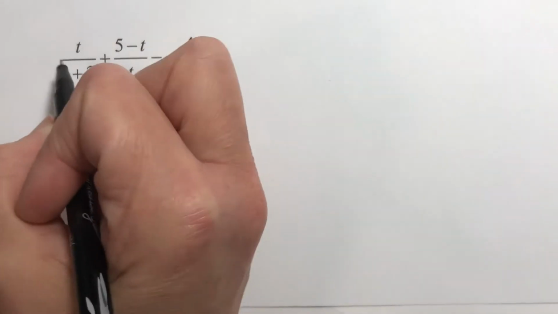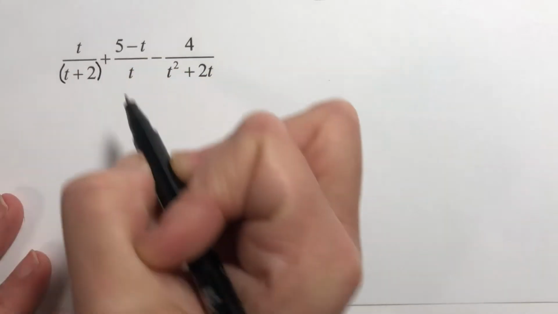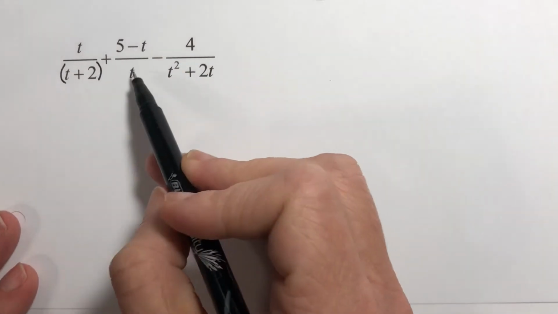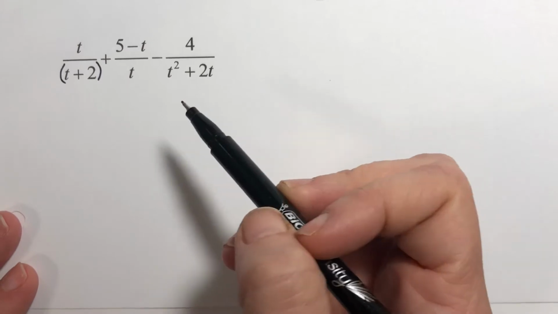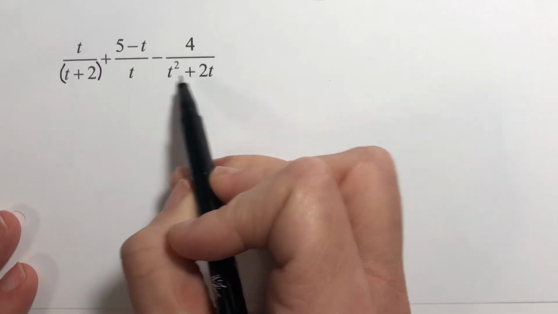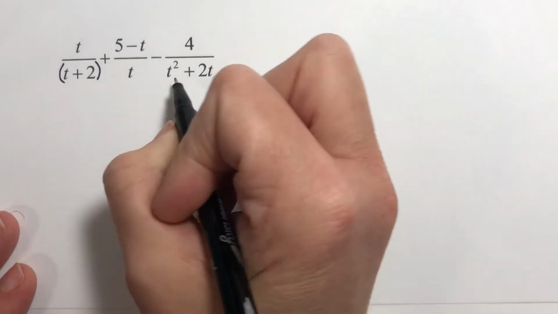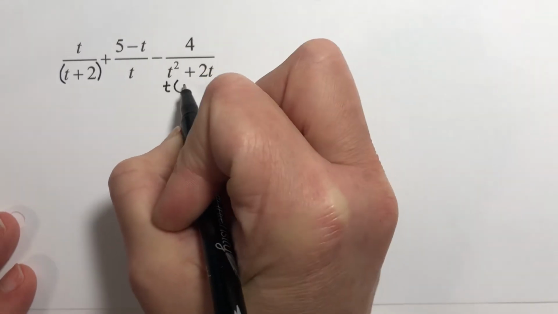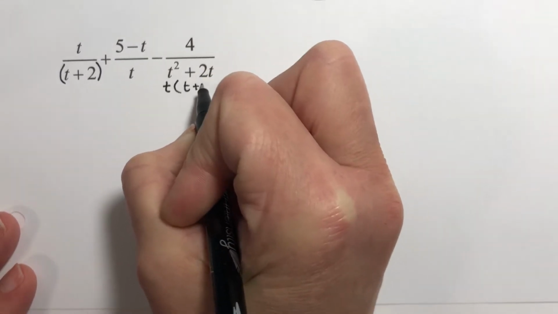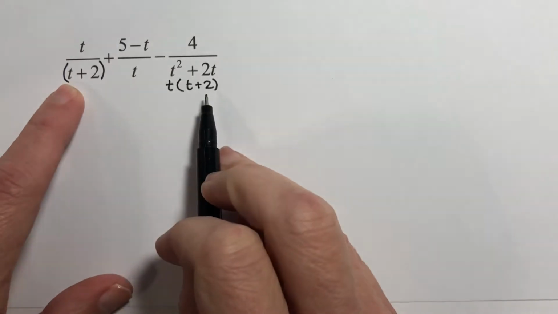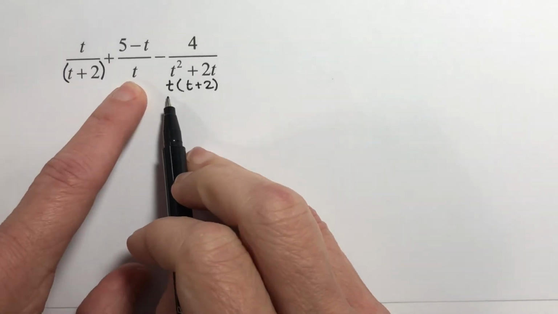I have t plus 2. That does not factor. I'm going to put it in parentheses. T is just t. I can't do anything with that. This denominator, I can factor a t out of that, and that would give me t plus 2, which is the same thing as here, which is nice. And this shares a t as well.